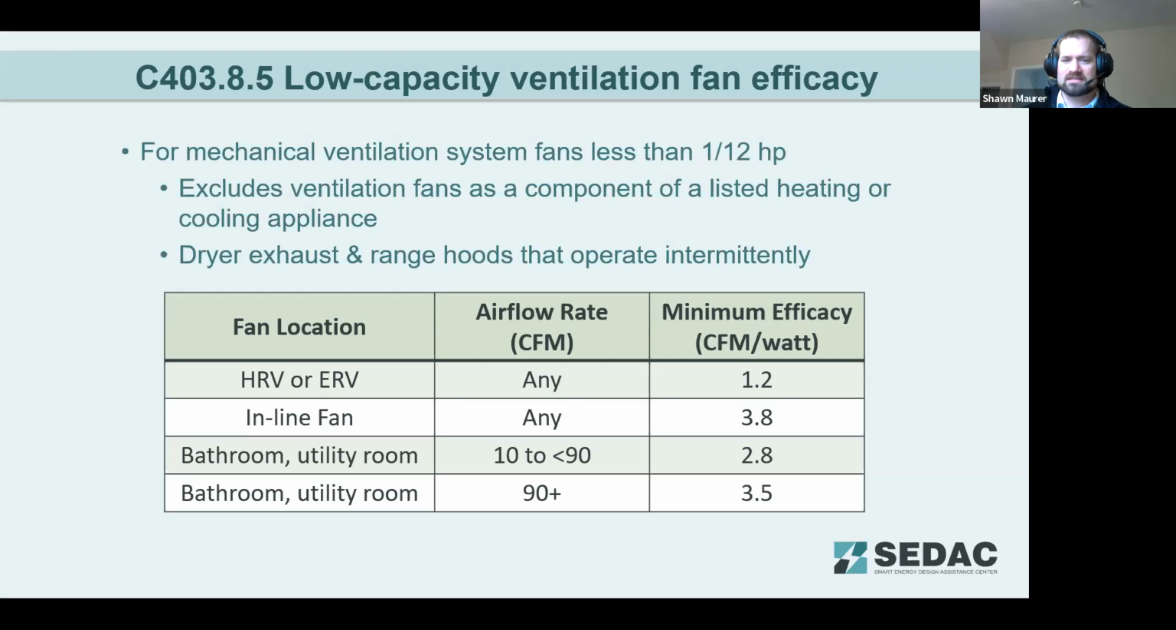this excludes fans that are part of a listed cooling appliance or other appliance where the fan's energy use is in the efficiency rating of that equipment. Dryer exhaust and range hoods that operate intermittently are also exempted from these requirements. These are for continuously operating fans.